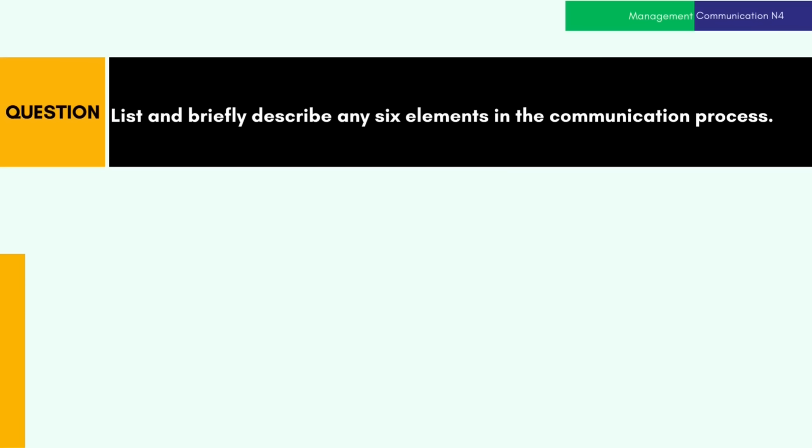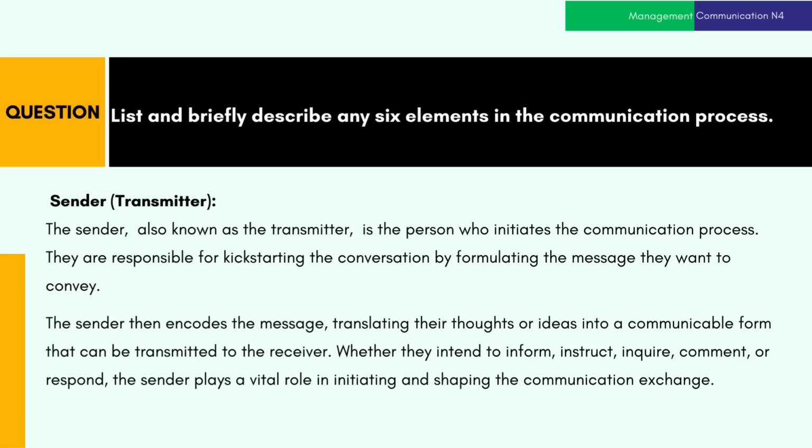Question. List and briefly describe any 6 elements in the communication process. 1. Sender, transmitter. The sender, also known as the transmitter, is the person who initiates the communication process. They are responsible for kickstarting the conversation by formulating the message they want to convey. The sender then encodes the message, translating their thoughts or ideas into a communicable form that can be transmitted to the receiver. Whether they intend to inform, instruct, inquire, comment, or respond, the sender plays a vital role in initiating and shaping the communication exchange.